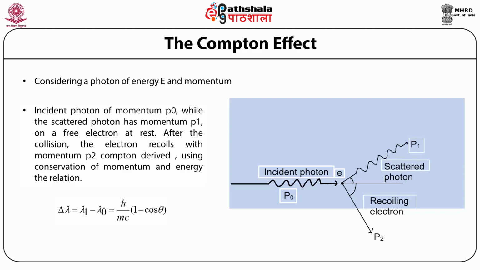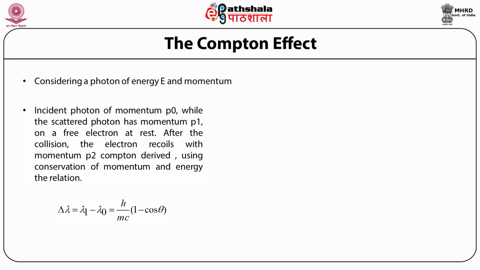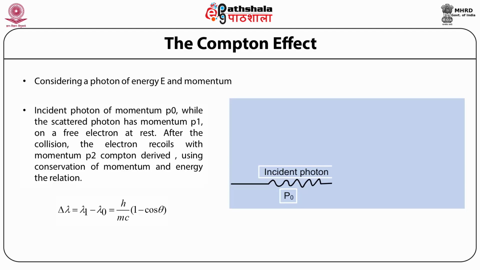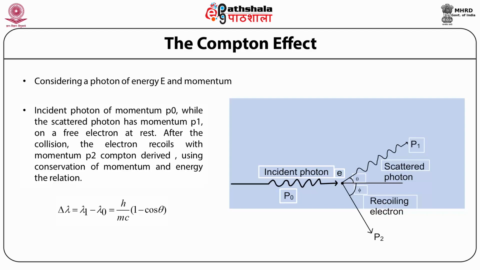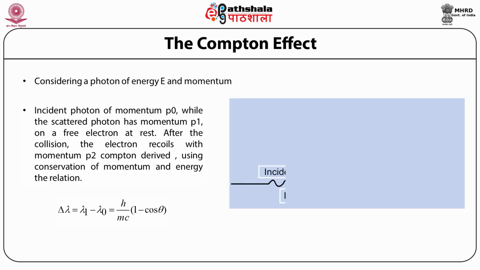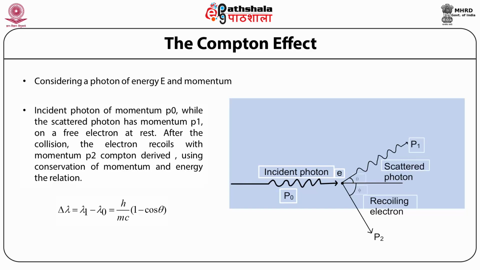In this equation, lambda 1 is the final wavelength, lambda naught is the initial wavelength, and the expression h by mc into 1 minus cos theta does not contain any term of the wavelength. This means that the change in wavelength is independent of the initial wavelength of the incident photon.